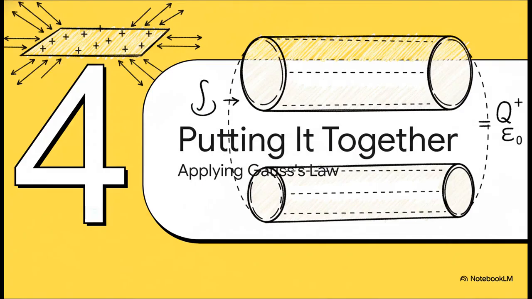Okay, so we've got our strategy, we've got our perfect Gaussian surface. Now it's time to actually apply Gauss's law and see what happens.